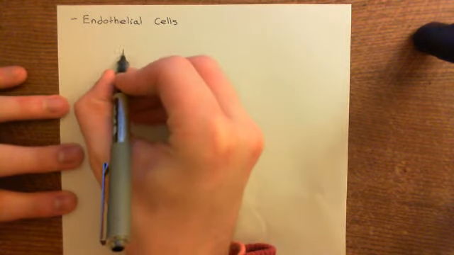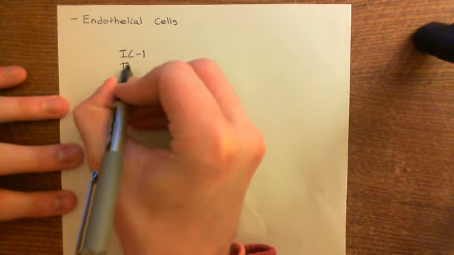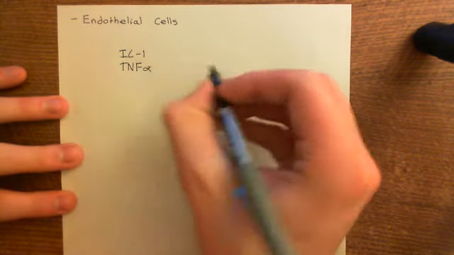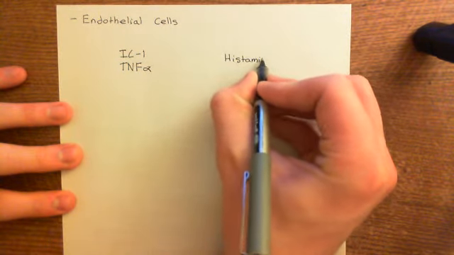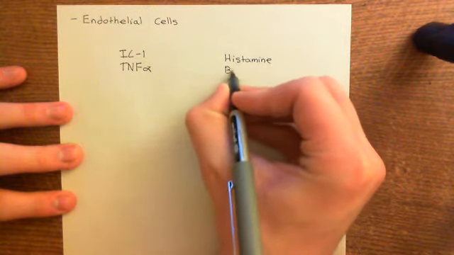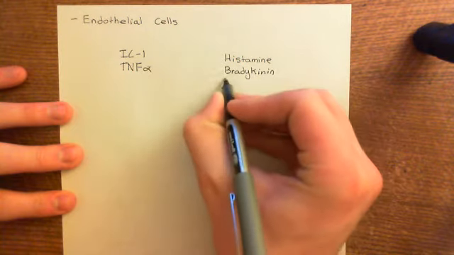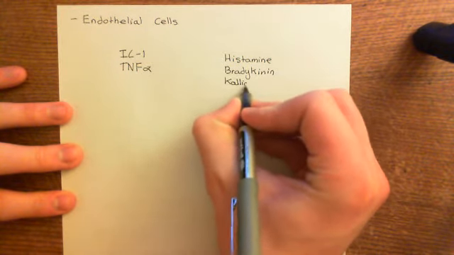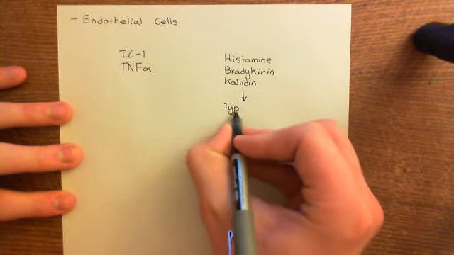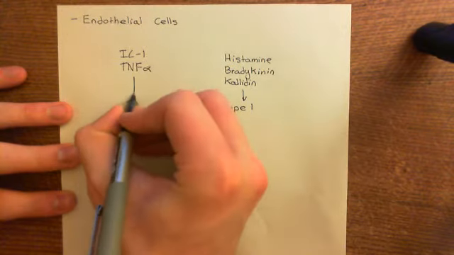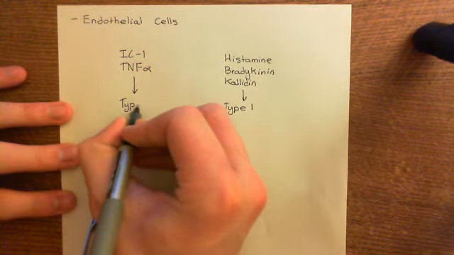And we've seen three main examples. We've seen interleukin-1, tumor necrosis factor alpha, and we've also seen histamine. We also saw bradykinin and kallidin as well, and we saw that bradykinin and kallidin work in a similar way to histamine, i.e. they produce type 1 activation. Okay, right. So these cause type 1 activation of endothelial cells. And these two, interleukin-1 and TNF-alpha, produce type 2 activation.